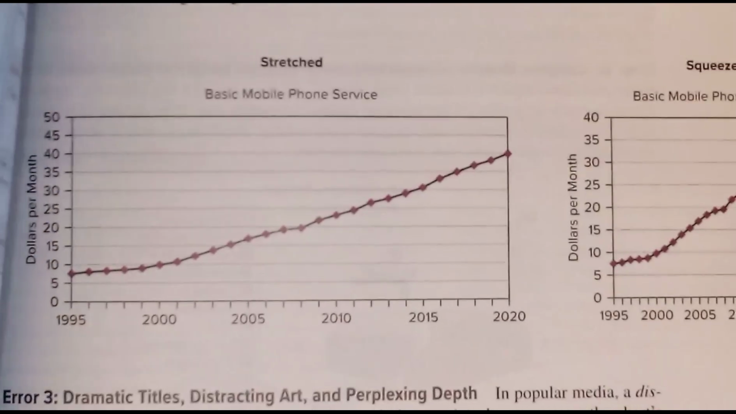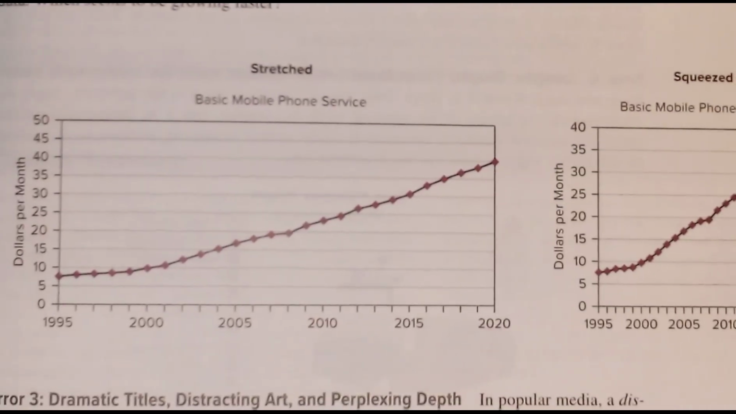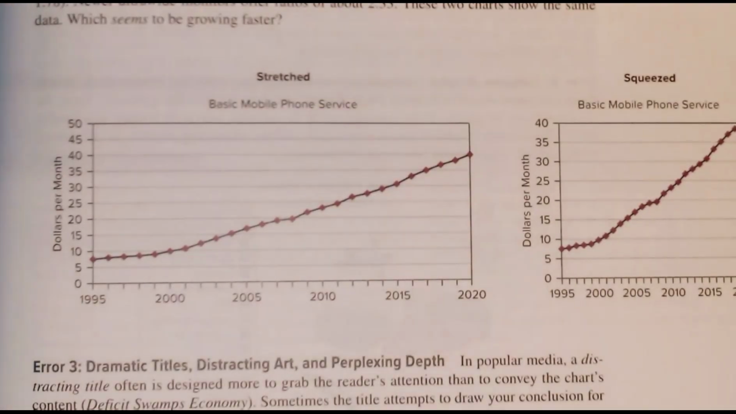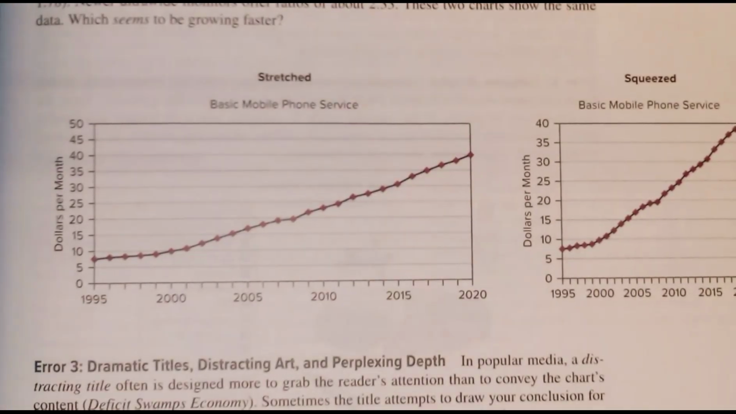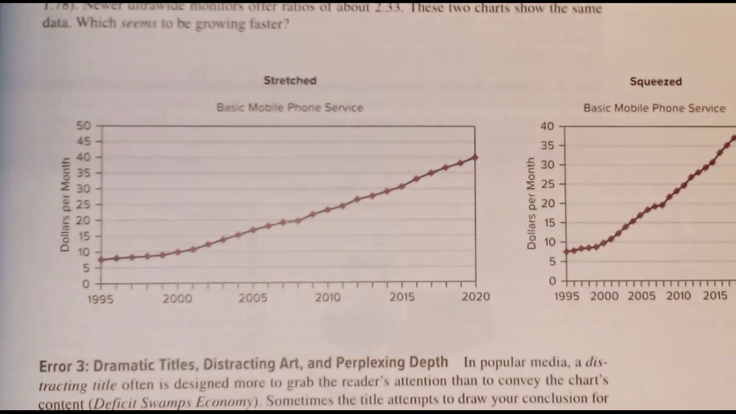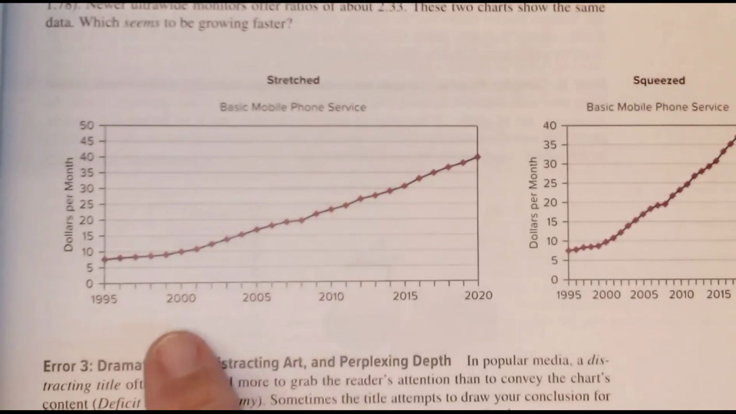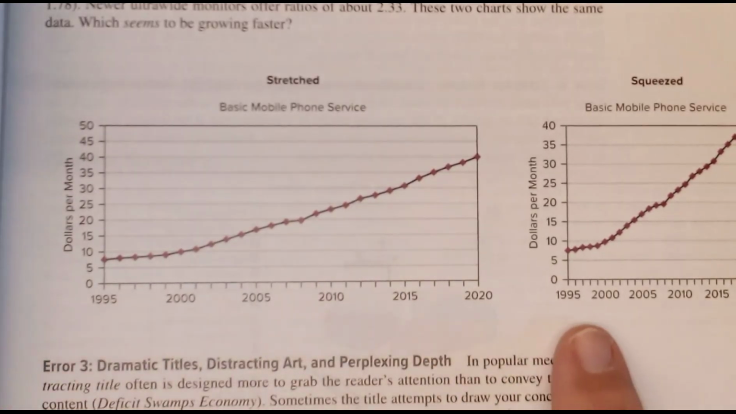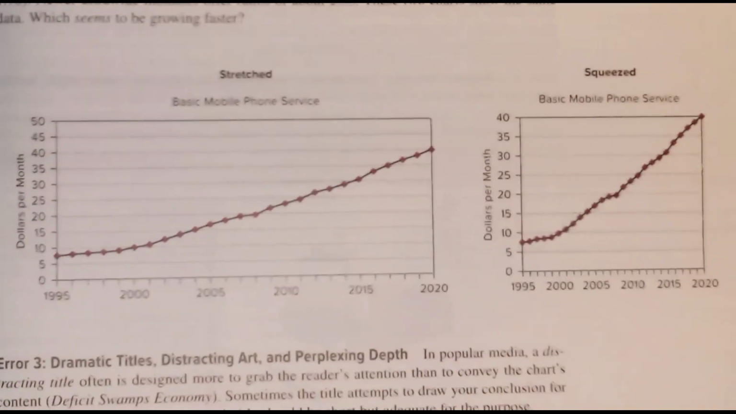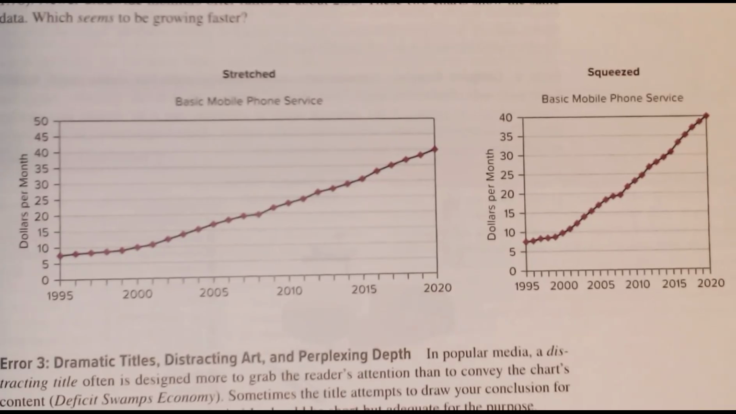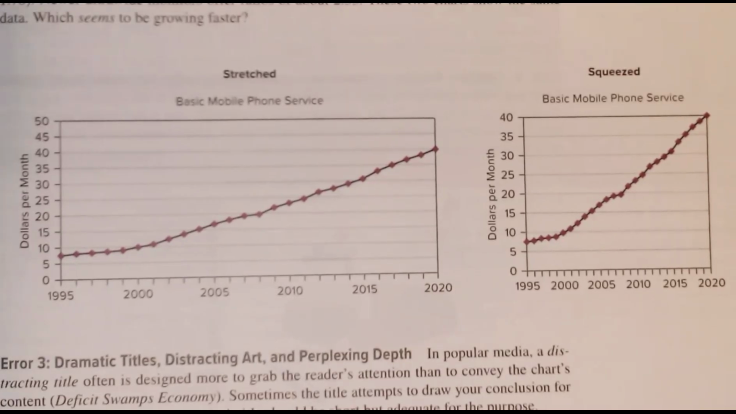I can stretch my data. How many people have mobile phone service? What do they pay for it? What are you paying for basic mobile phone service, dollars per month? Oh, it's not going up that bad, is it? Same axes, different scale. Same data. Which of these shows a more dramatic increase in price?